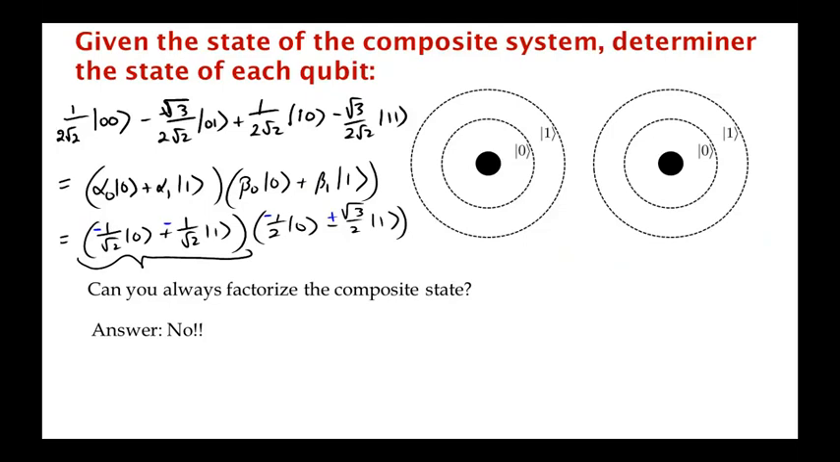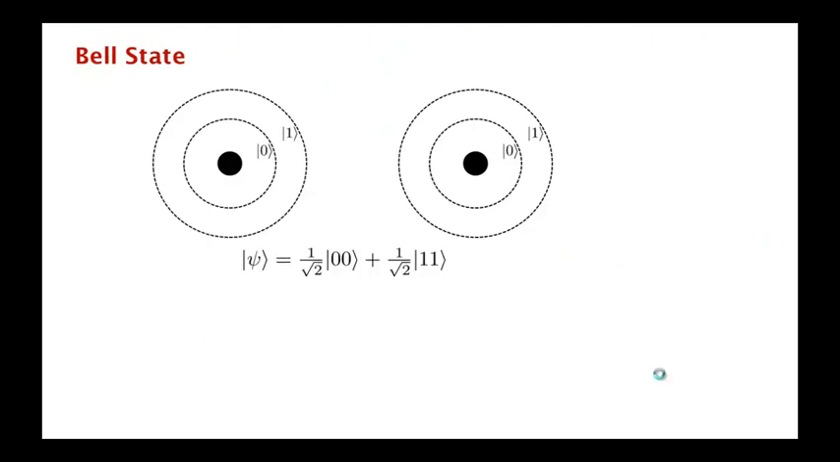So let's see an example. A canonical example of entanglement, of two qubit entanglement, is the Bell state. It's this very simple state. It's an equal superposition of 0, 0 and 1, 1. So the claim is that if the two qubits are in this joint state, they are completely entangled with each other to the point where you cannot really talk about what the state of each qubit individually is.